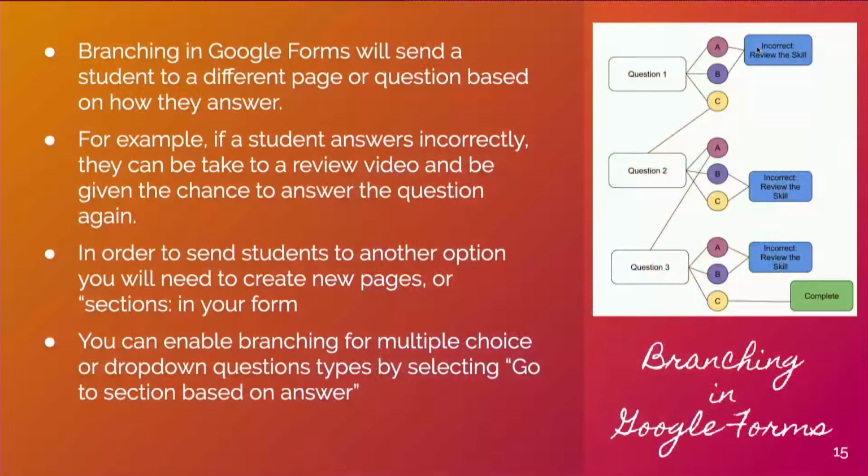And over here, you'll just see a quick little snapshot of branching. So if you answered question 1, A or B, these were incorrect, and I would send you somewhere to a link or a video or an easier question that would allow you to review the skill. However, if you answered C, that was the correct answer, I would move you along to question number 2, which would be increasingly harder, or maybe would focus on another part of that standard that I have taught, and so on and so forth.